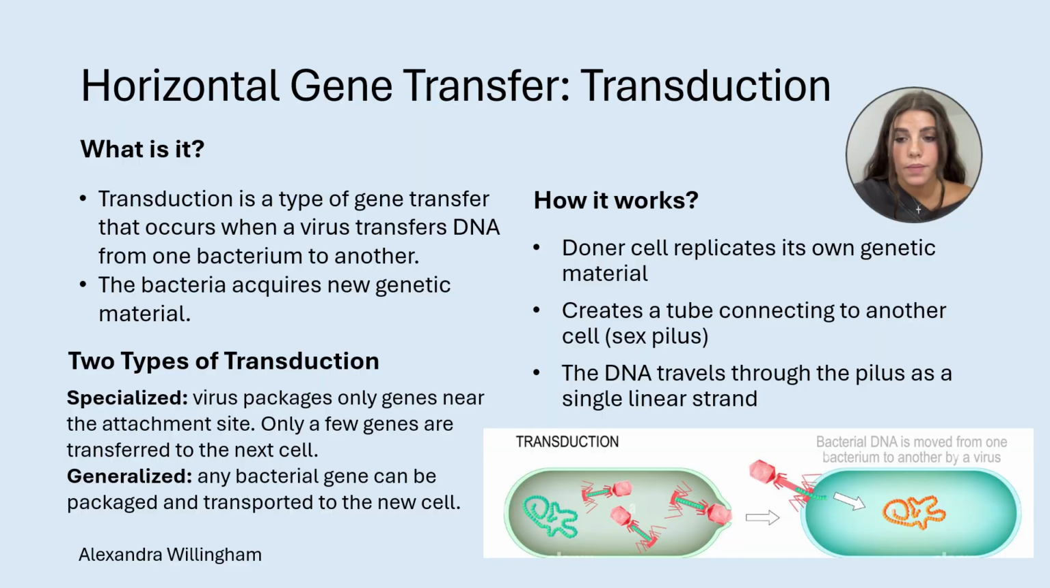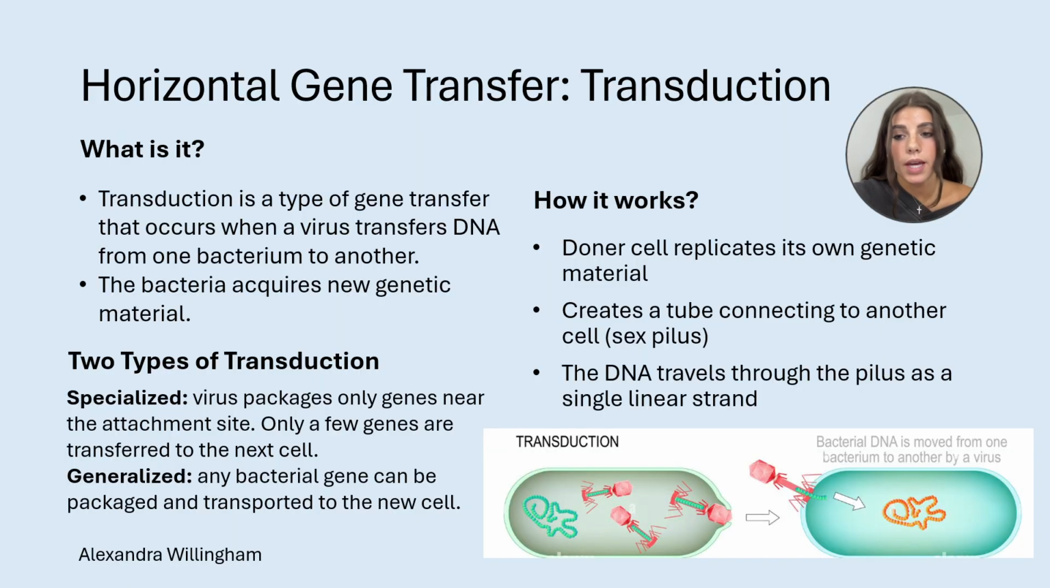How it works. The donor cell will replicate its own DNA or genetic material, and then it will create a tube or pathway that connects itself to another cell. This tube is known as a sex pilus. The DNA travels through the pilus as a single linear strand into the new cell.